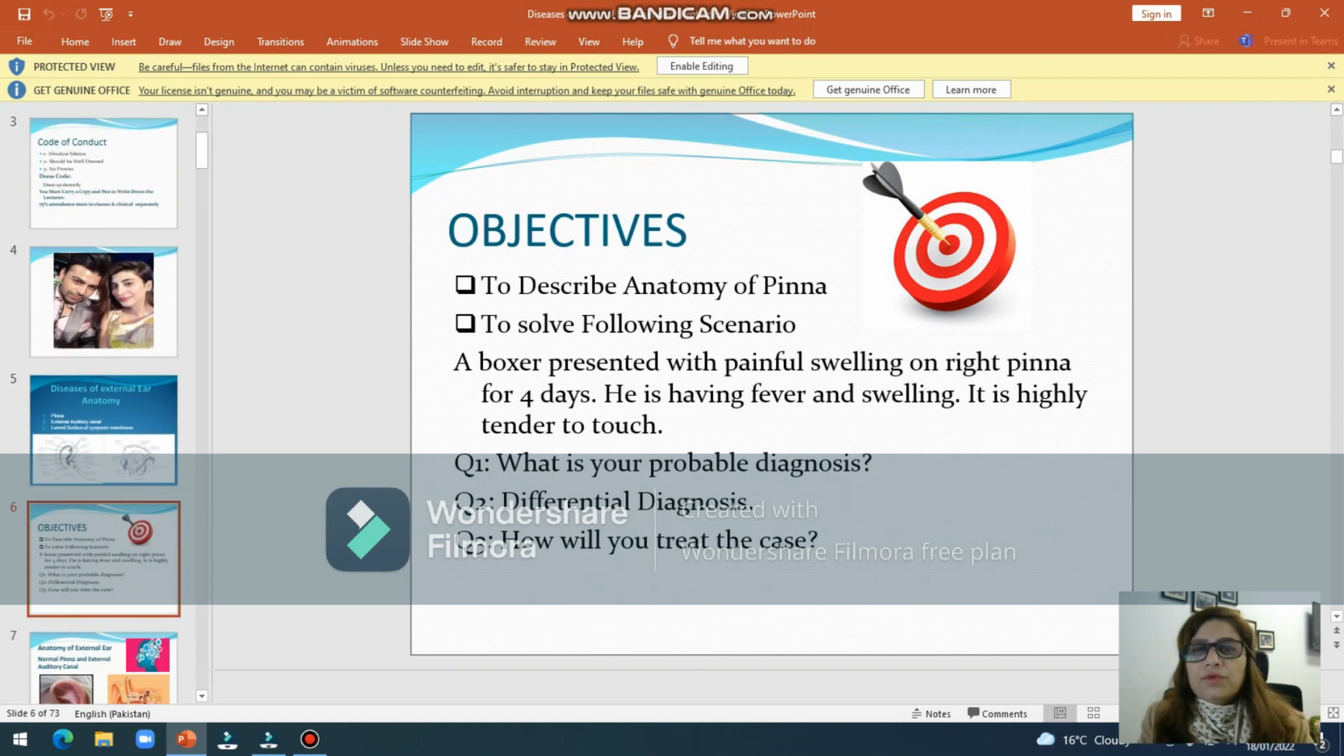The external ear consists of the pinna, the external auditory canal, and the lateral surface of the tympanic membrane. The objective of this lecture is that you should be able to describe the anatomy of the pinna, and you should be able to solve this scenario at the end of this lecture.